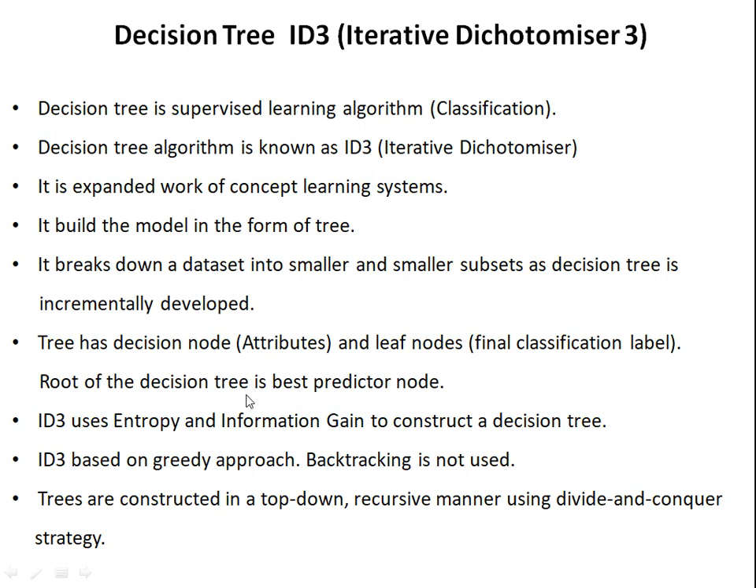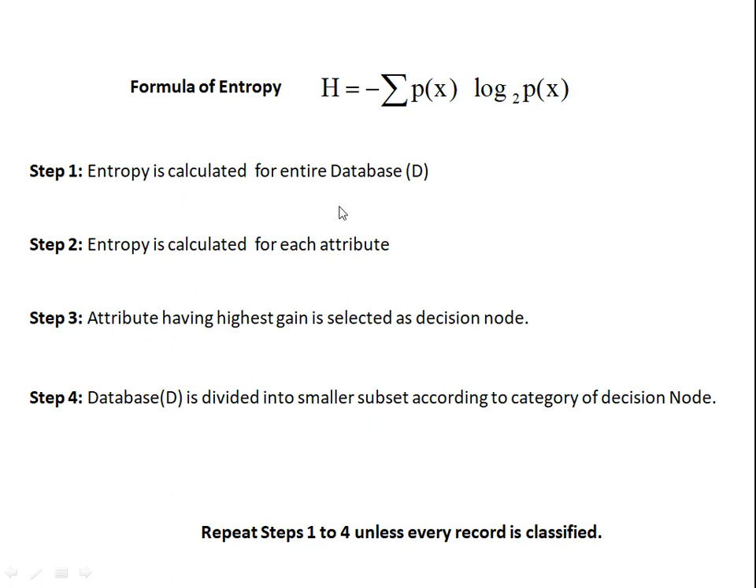Root of the decision tree is the best predictor node. It uses the concept of entropy and information gain to construct a decision tree. Based on greedy approach, backtracking is not used. Tree is constructed in top-down and recursive manner. Formula of entropy: H is equal to minus summation of P of x into log to P of x.